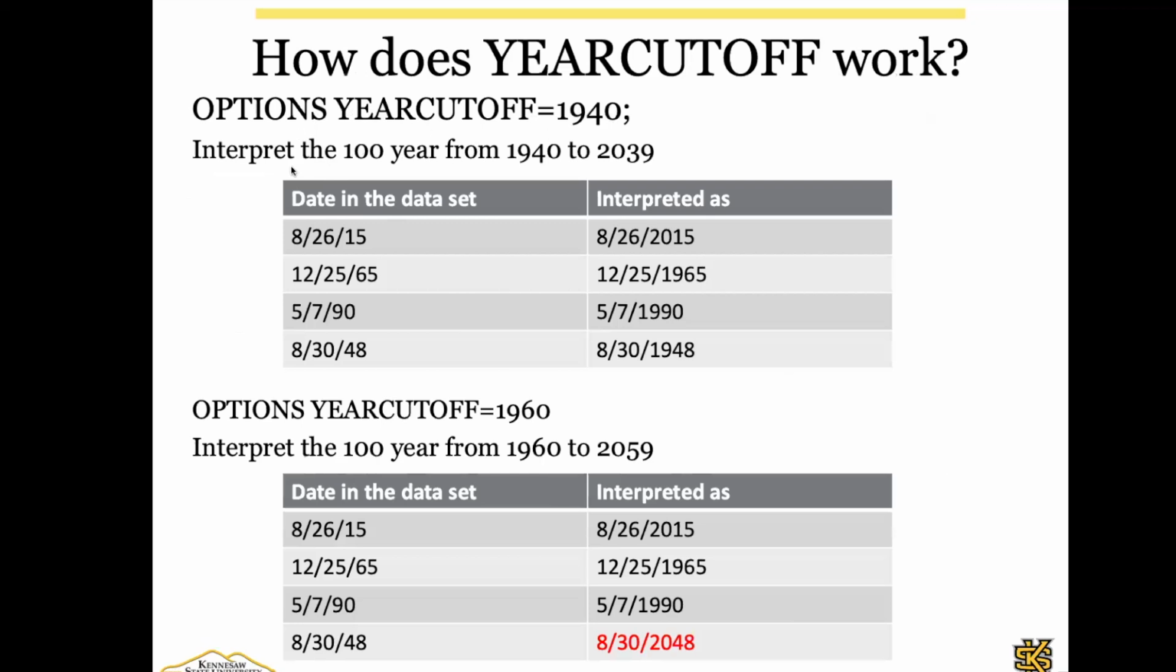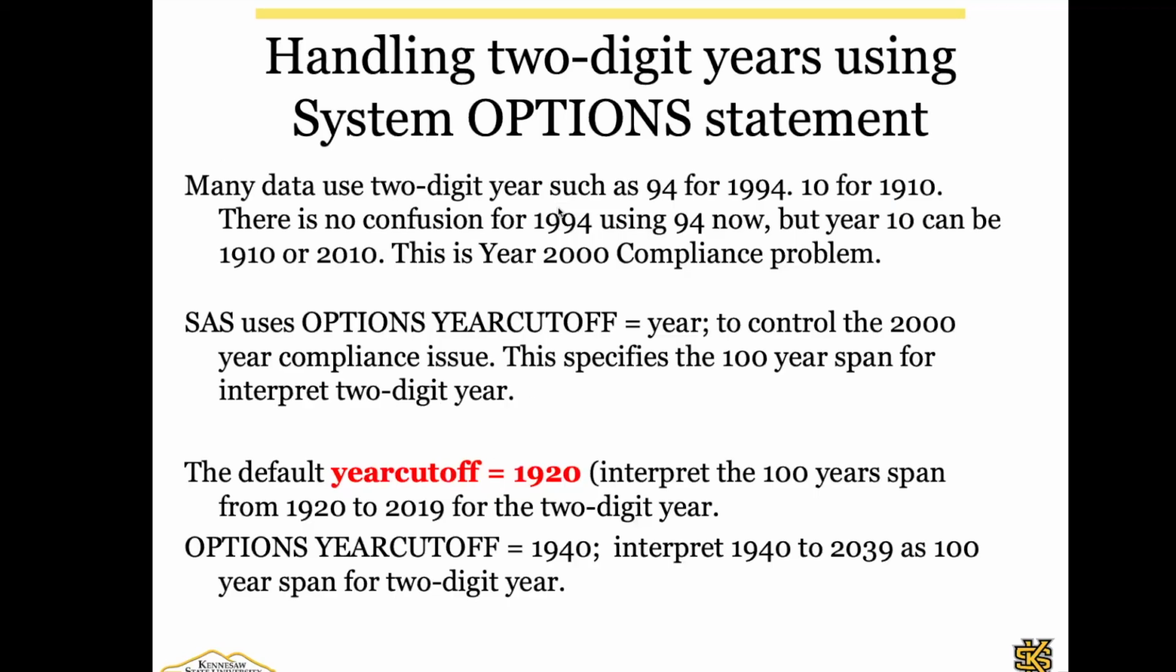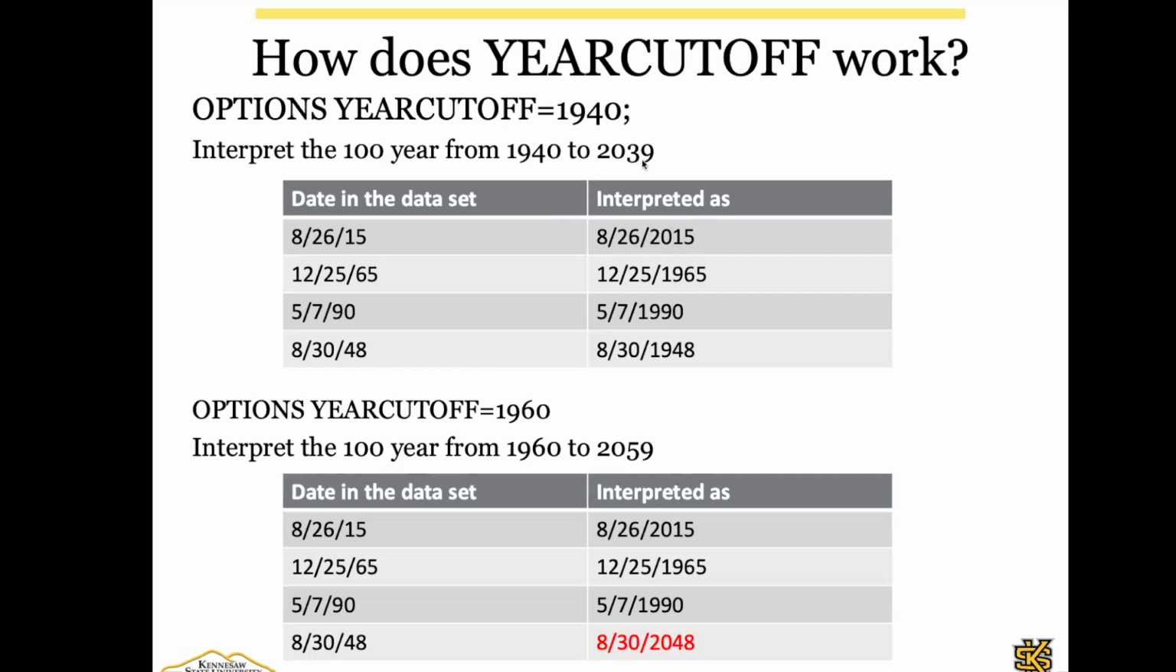Which means SAS is gonna assume the 100 years from 1940 to 2039. So when I put 8/26/15, since 15 is gonna be 2015, not 1915, it's gonna interpret it as 2015. When I put 65, it's not gonna think this is 2065, because we don't have it in this span. So we have it here after 1940: 1965. If I put 90, it's not gonna think this is 2090. It's gonna think this is 1990. And the same for 48.